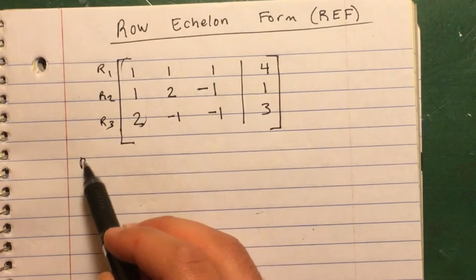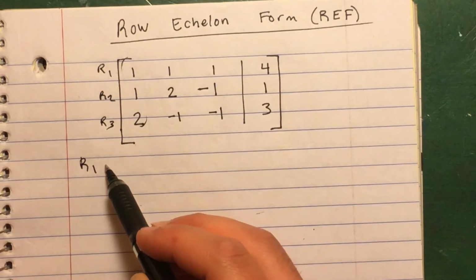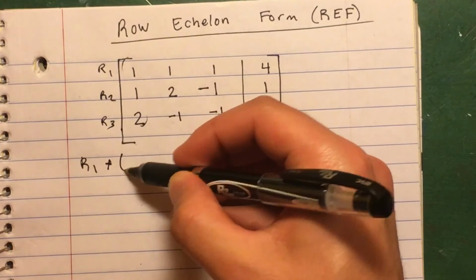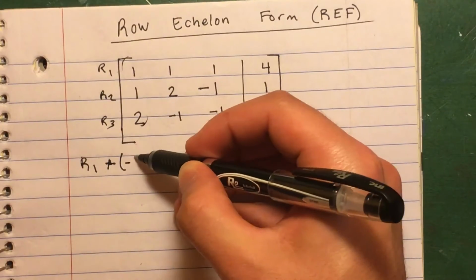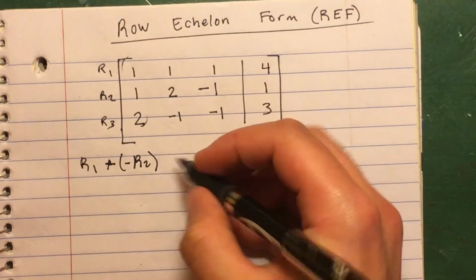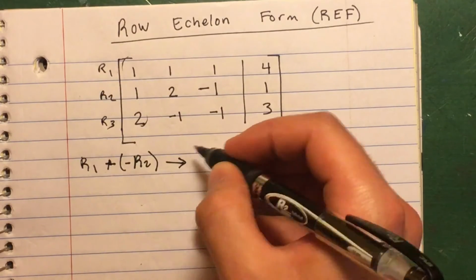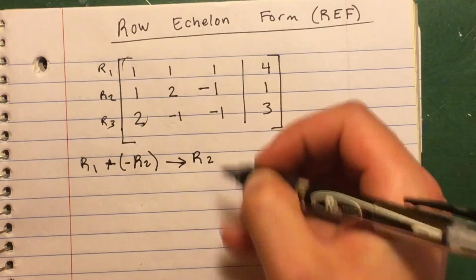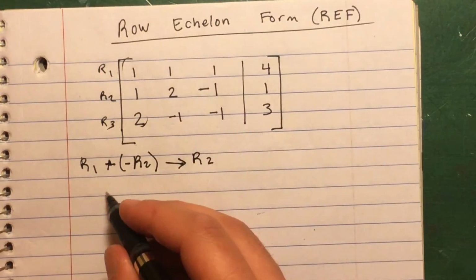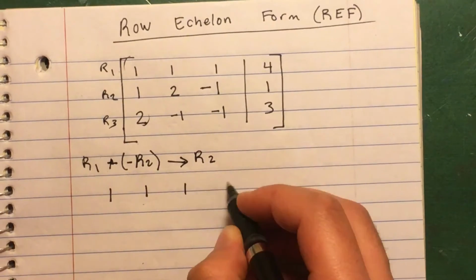I'm going to add row 1 with negative row 2. So that's plus negative row 2. And this arrow means where I'm going to place it. I'm going to place it at row 2. So what we have is 1, 1, 1, 4.